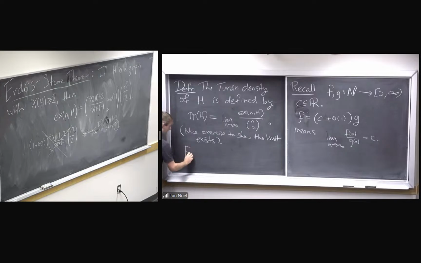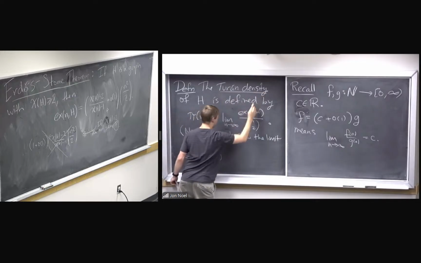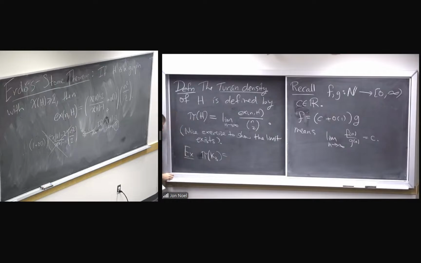As an example, if I took the Turán density of K3, actually maybe I'll leave that to the audience. Can anyone see what that's going to be? Including people online, does anyone see what the Turán density of K3 would be?